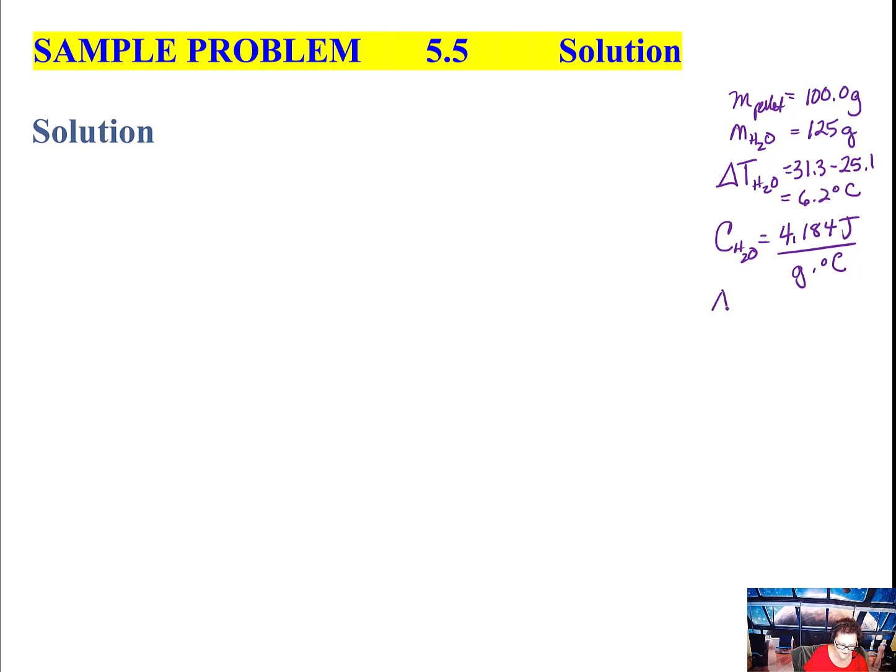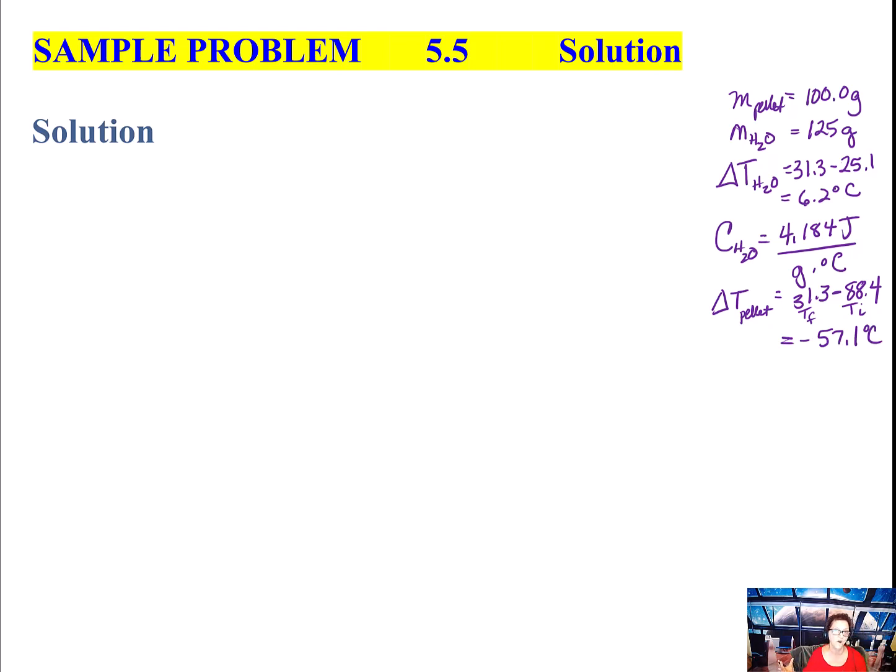And then the delta T of the pellet is going to be 31.3 minus 88.4. Its final is lower than the initial because its temperature is going down. So T sub F minus T sub I makes this a negative number, so minus 57.1 degrees C.